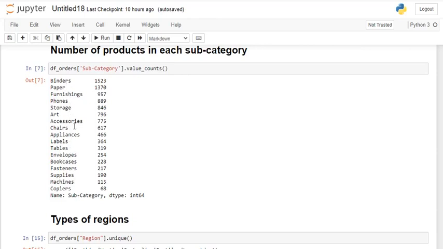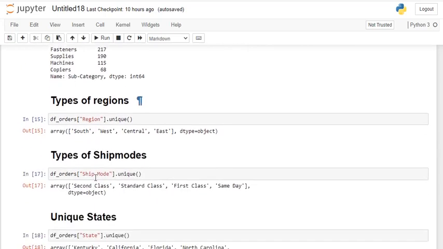Likewise, different items are there in each subcategory. Binder is one of the subcategories, and how many items are there? 1523. Likewise it is going to give, under each subcategory, how many items are there.